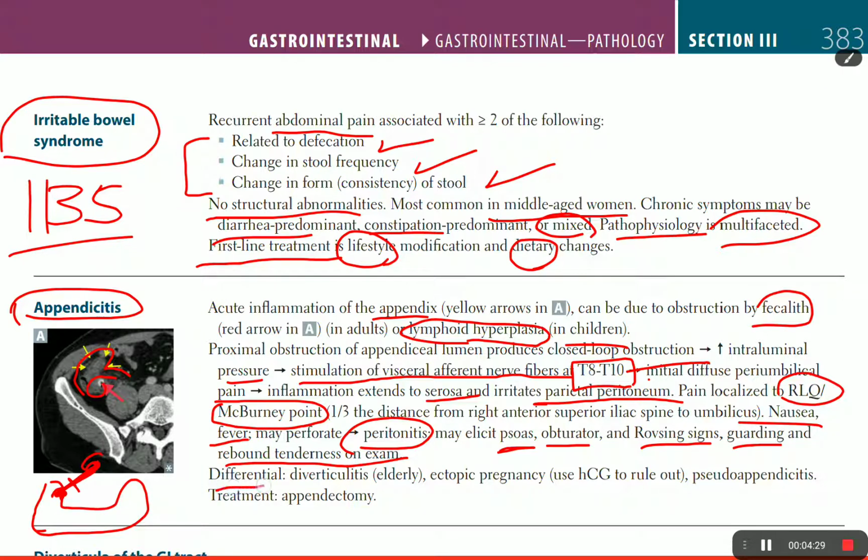The differential diagnosis includes diverticulitis. We will talk about diverticulitis in the next video. And ectopic pregnancy, because it is near the site, we use HCG to rule out pregnancy in a patient with right iliac fossa pain. And pseudoappendicitis. The treatment of appendicitis is surgery, just appendectomy.